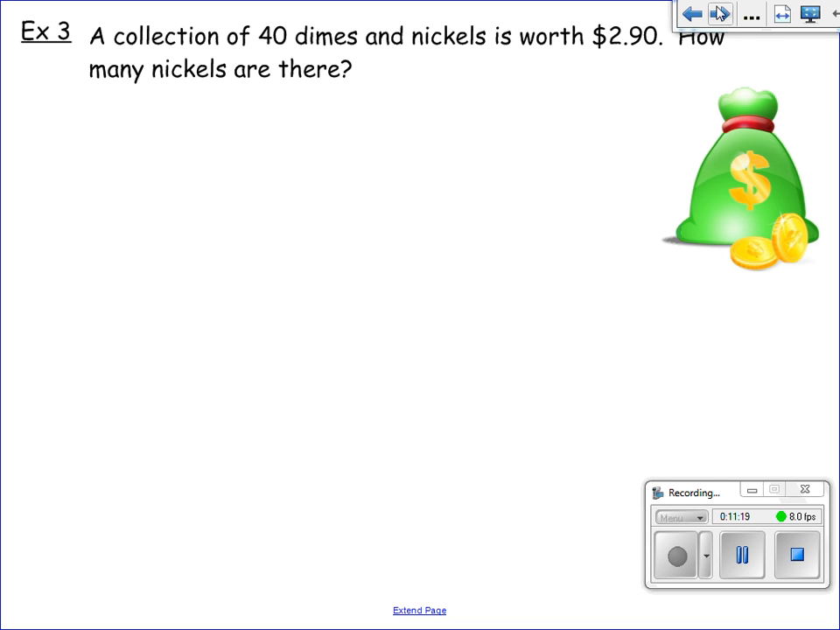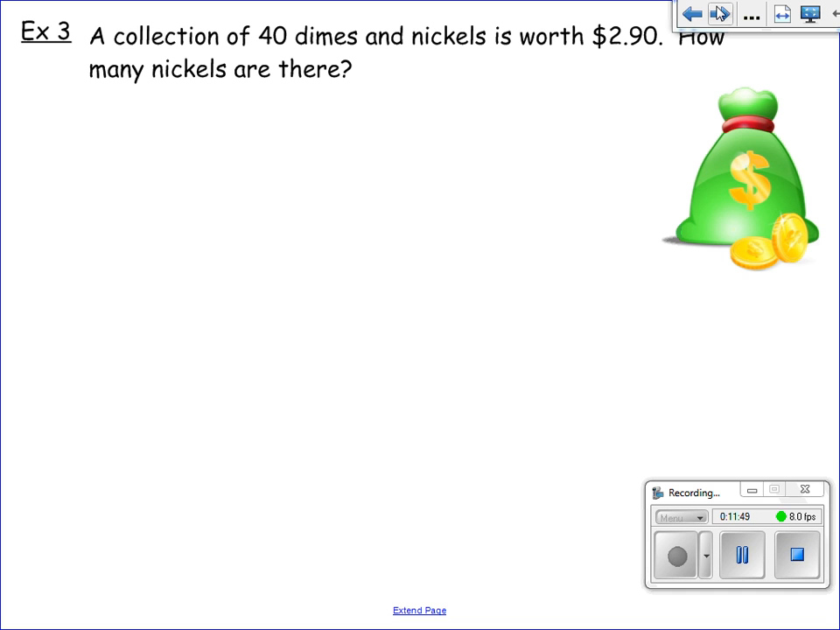Final example. This is a coin problem, you guys. This is a classic algebra type problem that will probably show up on an SAT or ACT test. Although it's a little bit different wording, it's really very similar to the other problems we just did. Why don't you read me the problem, Will? A collection of 40 dimes and nickels is worth $2.90. How many nickels are there?